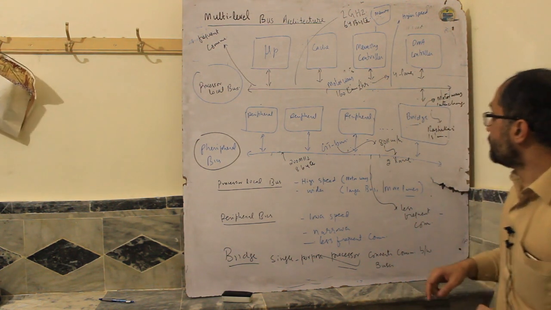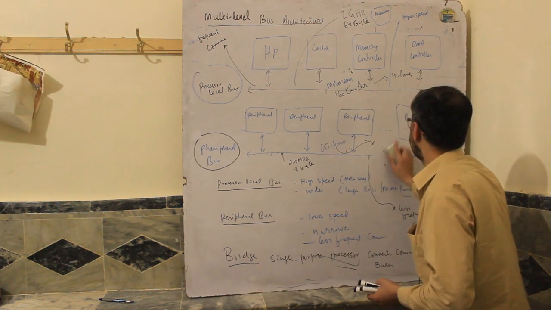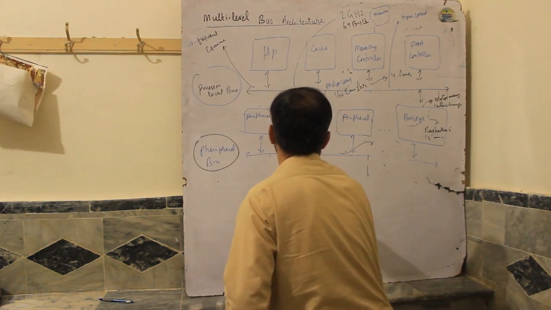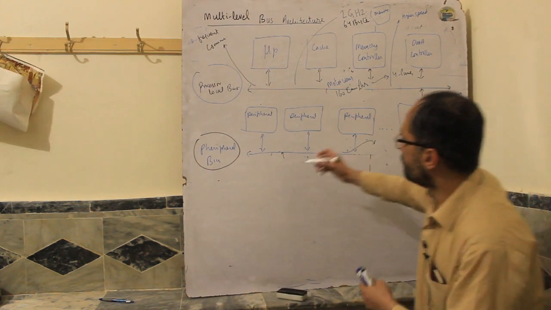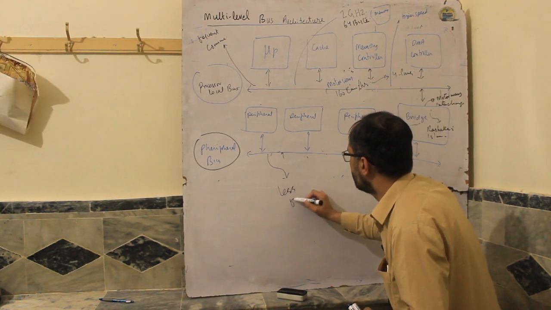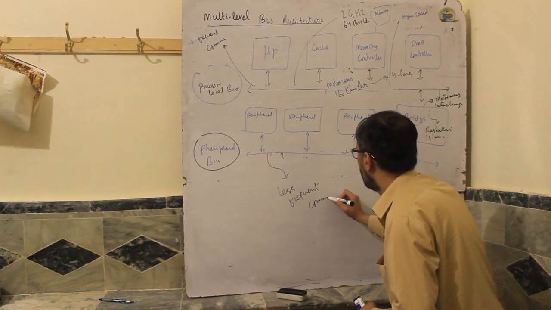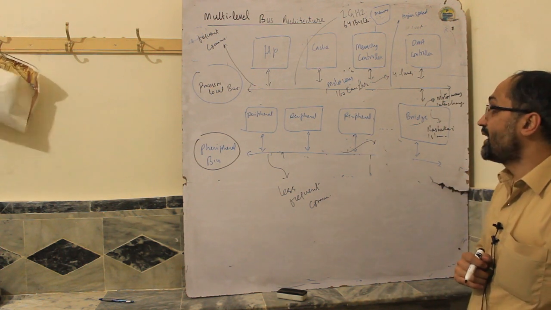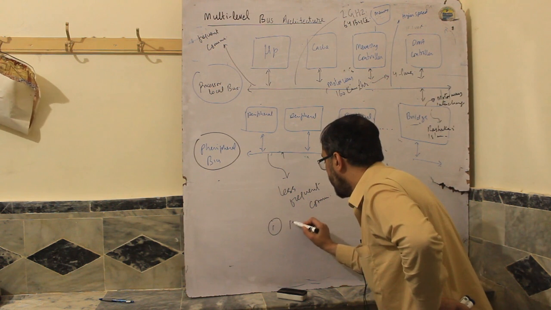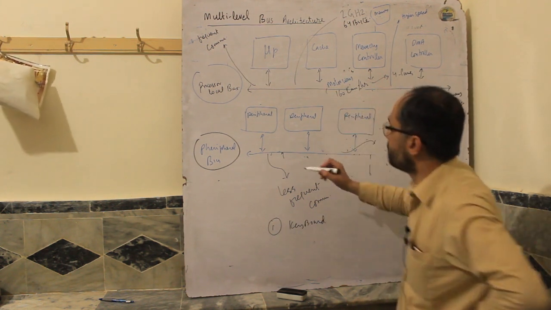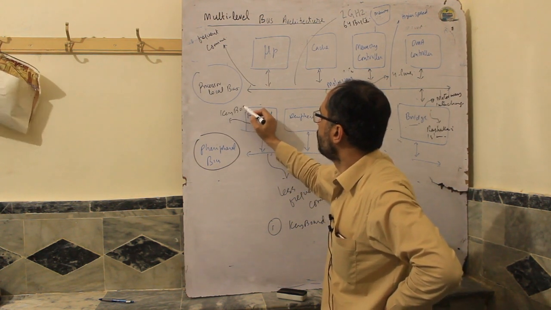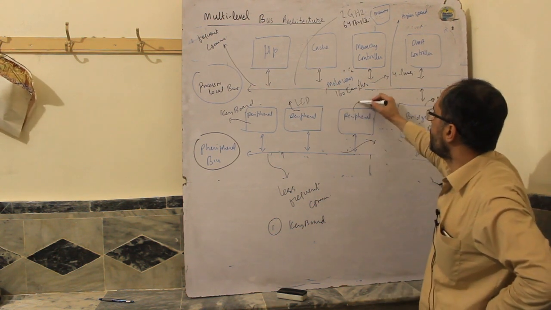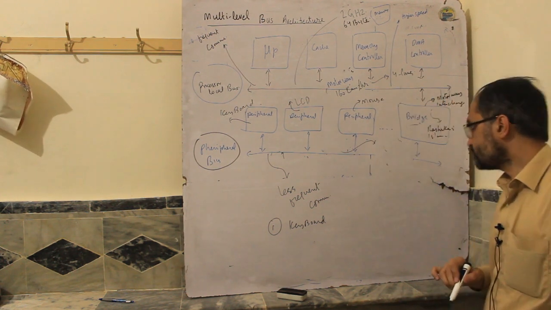So now let's assume that, okay, now this peripheral bus is used for less frequent communication. And which type of devices are connected to this bus that generate less frequent traffic? What are some examples? Keypad, keyboard. Maybe this peripheral is a keyboard. Maybe this peripheral is an LCD. Maybe this peripheral is a mouse. So it generates less.